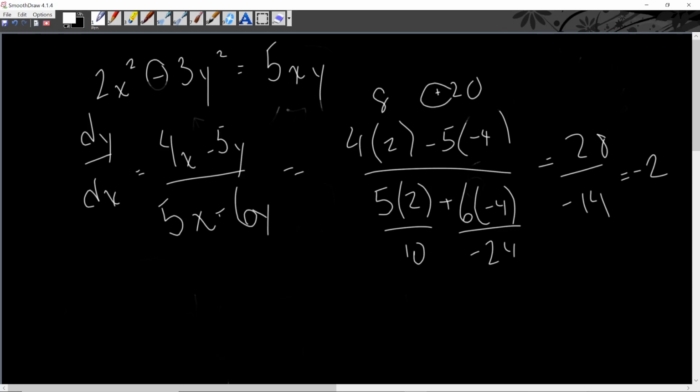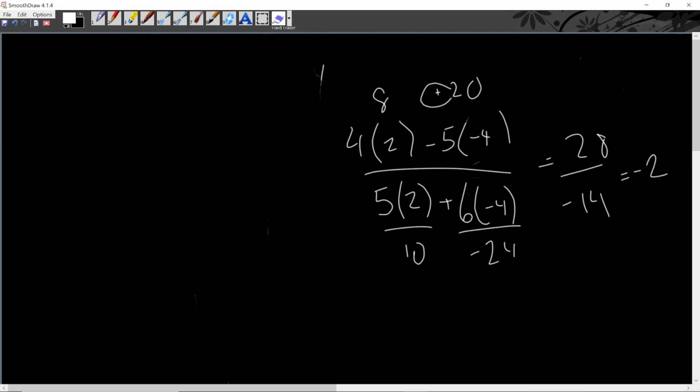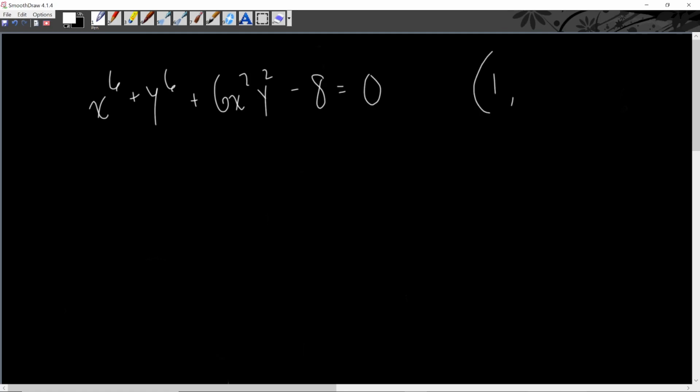But on that sad note, we're going to go and do another nice practice problem. Okay, this one's not more difficult than the last, it's just the same old, same old. But practice is practice. Let's do this one, which is x to the power of 6 plus y to the power of 6 plus 6x squared y squared minus 8 equals 0. Now, this is the same. Oh, and our point that we are going to plug into dy dx is 1, 1.